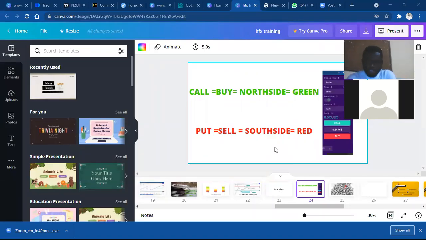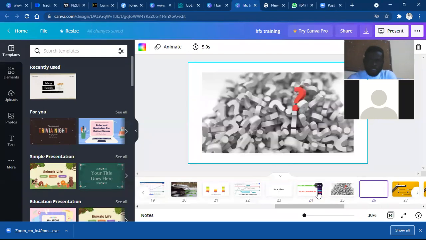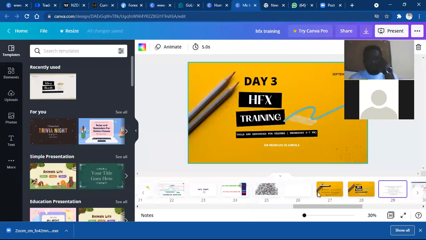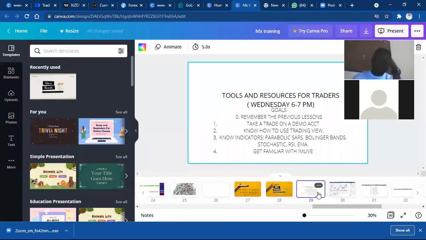All right, so today I am going to be taking you through the 3 goals, which is I want you to take a trade on your demo account. I want you to know how to use TradingView. I want you to be familiar with the indicators on Forex indicators basically. And then I want to give you a tip about the academy where I learn.